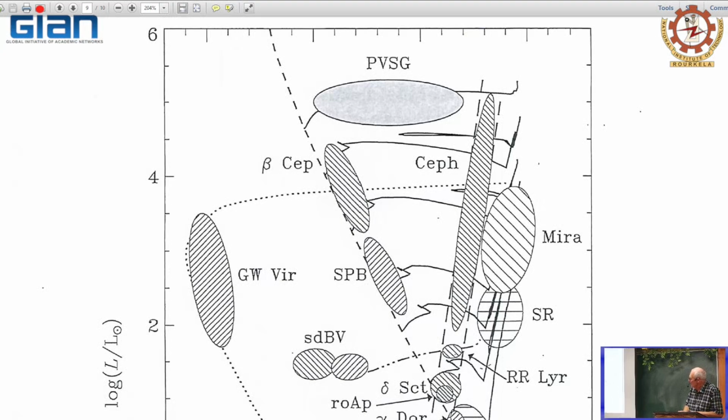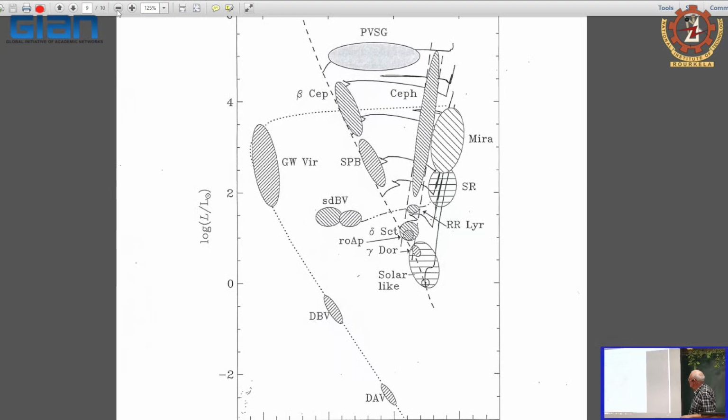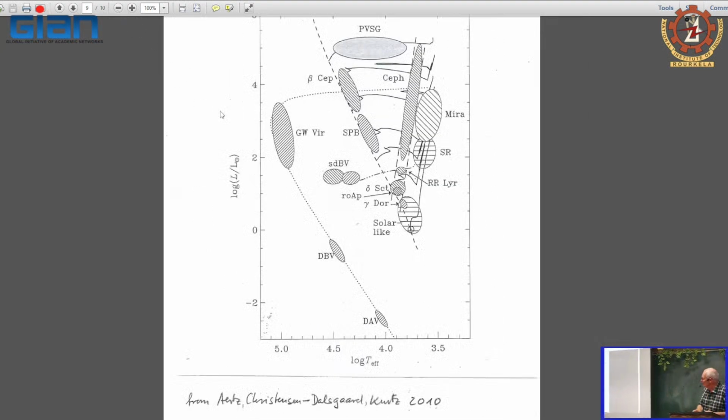Here, maybe I can get this a little bit smaller. Can you reduce the size? Thanks. That should be okay.